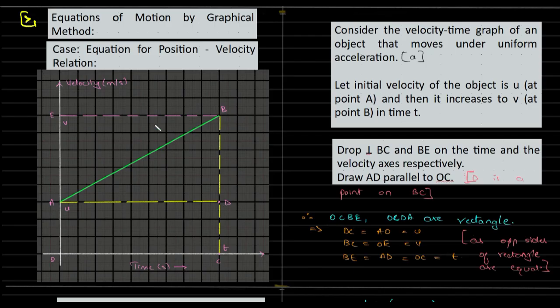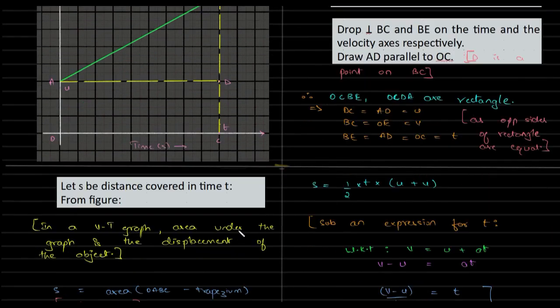OCDA and OCBE are rectangles with opposite sides being equal, so we can equate all of these values. DC is equal to AO, which is equal to U. BC is equal to OE, which is equal to V. And BE, which is equal to AD, which is equal to OC, is equal to T, as the opposite sides of the rectangle are equal.